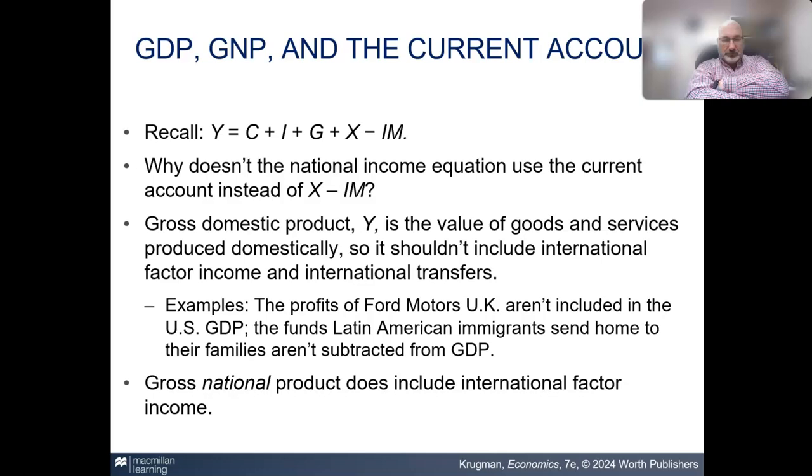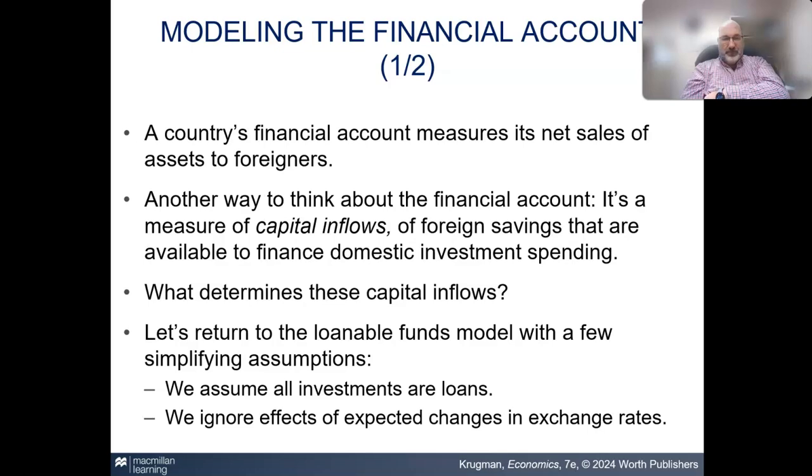So that's one of those things. So GDP or income is the value of goods and services produced domestically. So it shouldn't include international factor income and international transfers. So the profits of Ford Motors UK aren't included in the US GDP, and the funds Latin American immigrants send home to their families are subtracted from GDP. But gross national product does include international factor income, as I was just saying.